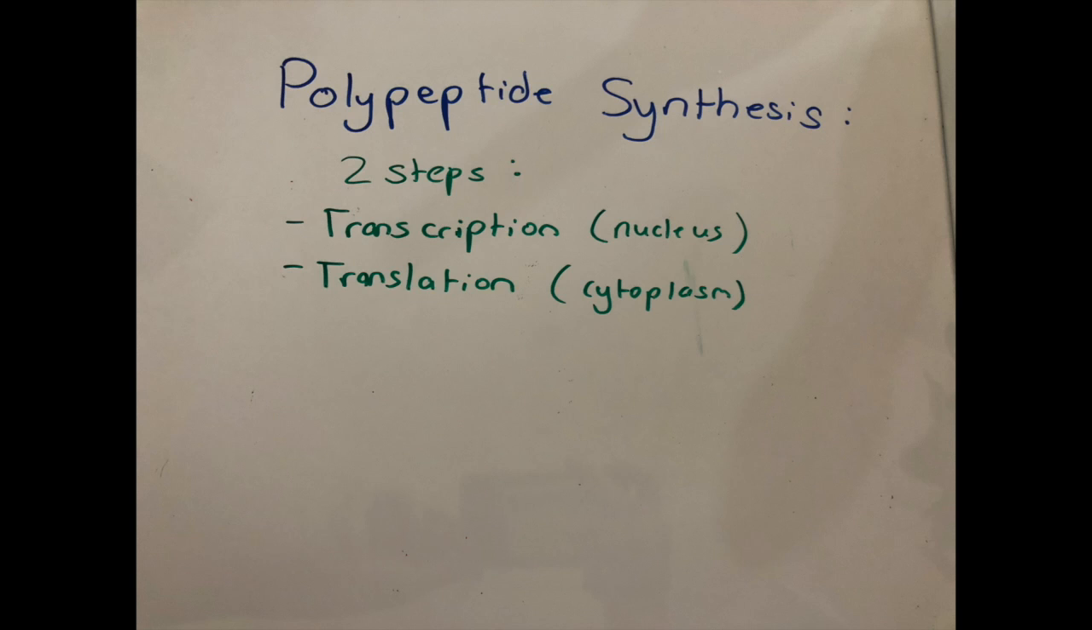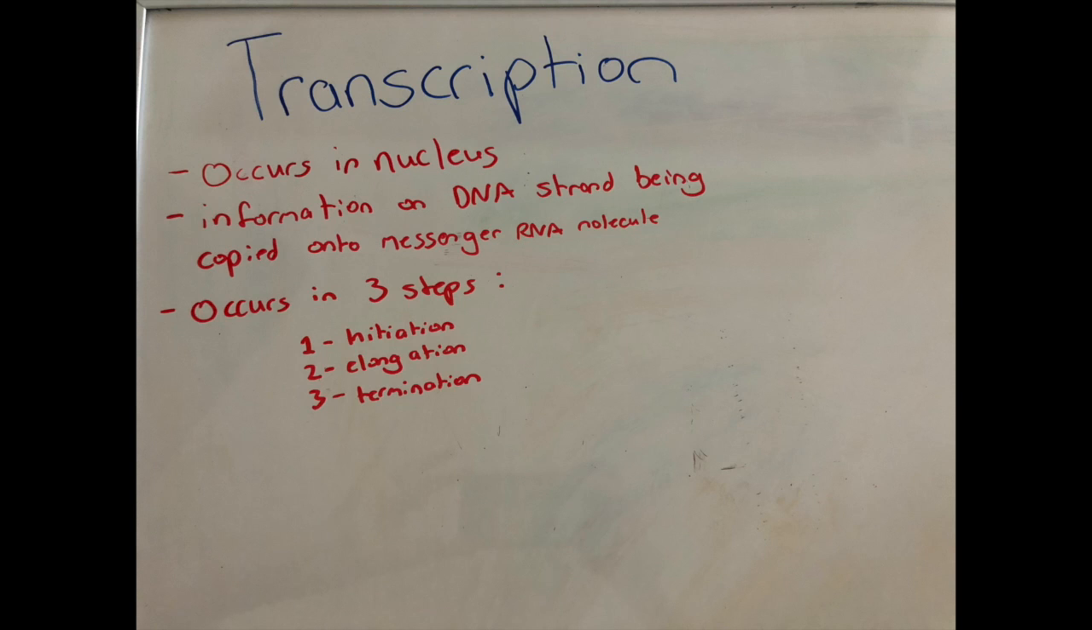The process of polypeptide synthesis involves two steps: transcription and translation. Transcription occurs in the nucleus. This process involves the information of a strand of DNA being copied onto a molecule of messenger RNA, mRNA. The process of transcription occurs in three steps: initiation, elongation, and termination.